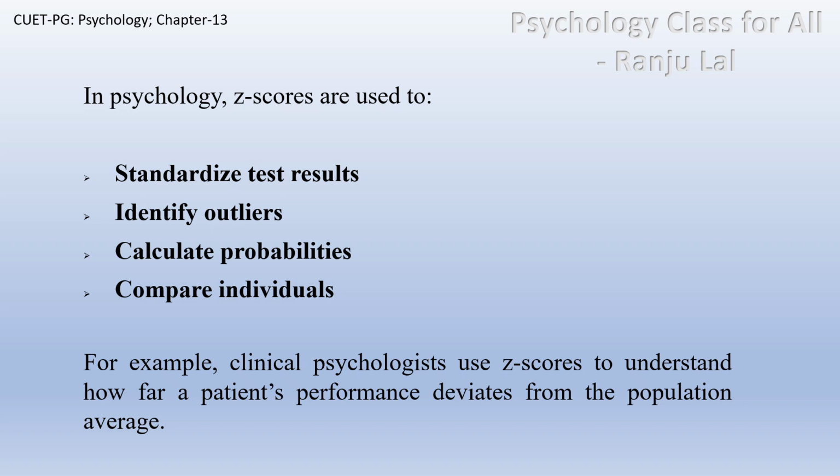Now I'll talk about some real life use. In psychology, Z scores are used to standardize test results like converting IQ or aptitude scores. It identifies outliers. Outliers means unusually high or low scores. Calculate probabilities in the normal distribution. Compare individuals across different psychological measures. For example, clinical psychologists use Z scores to understand how far a patient's performance deviates from the population average.